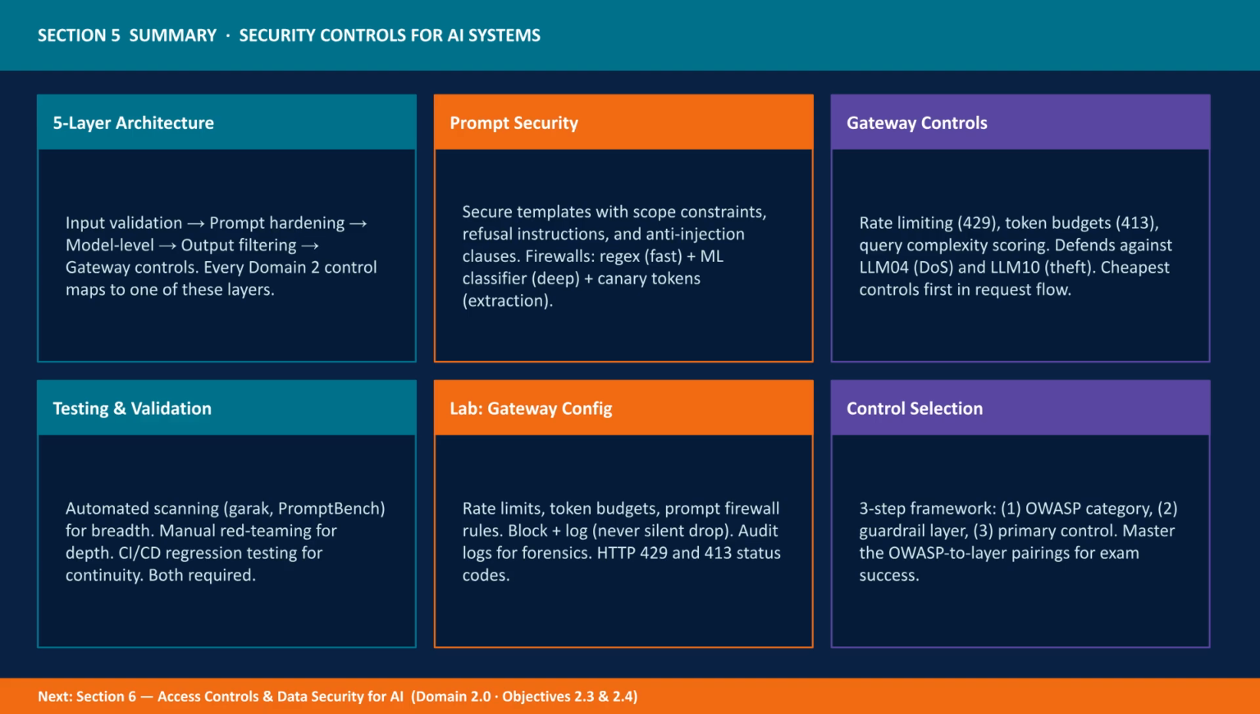In Section 6, we will build on this foundation by covering access controls and data security for AI, including RBAC, ABAC, encryption across all 3 states, and deployment environment security. The controls from Section 5 protect the model itself. The controls from Section 6 protect the data and infrastructure that the model depends on.